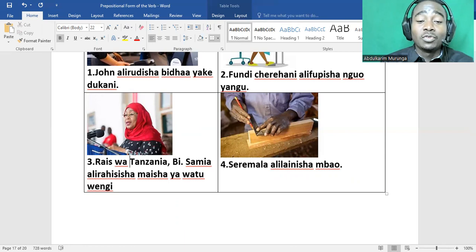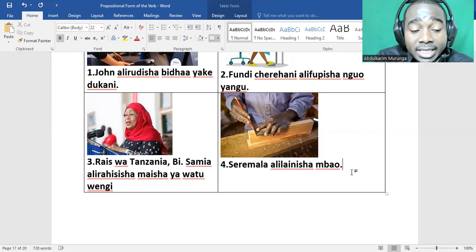Nne, seremala alilainisha mbao. The carpenter smoothened or straightened the wood. Seremala alilainisha mbao. Also, seremala, we call him fundi. It's just fundi. But seremala means carpenter.